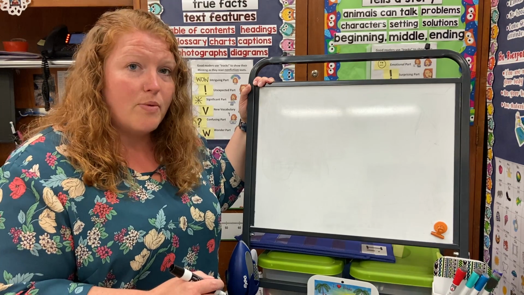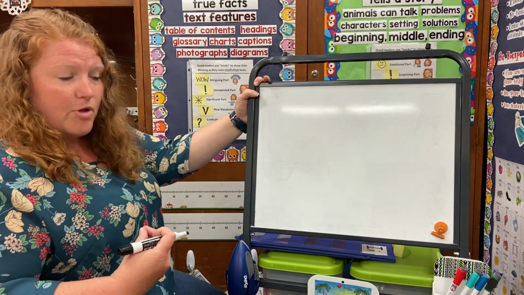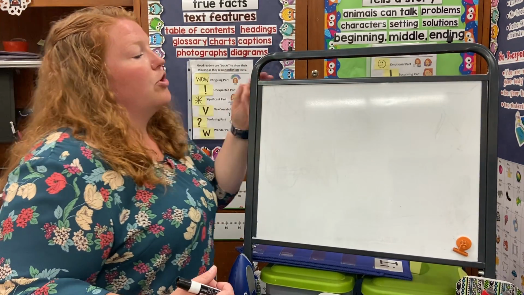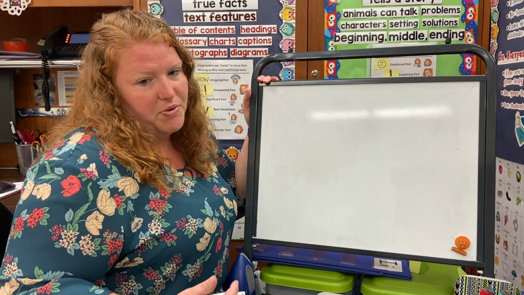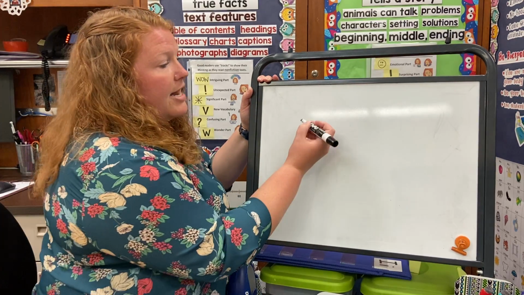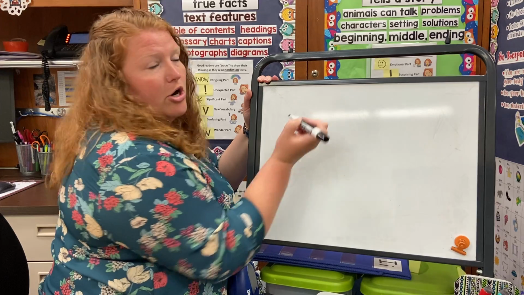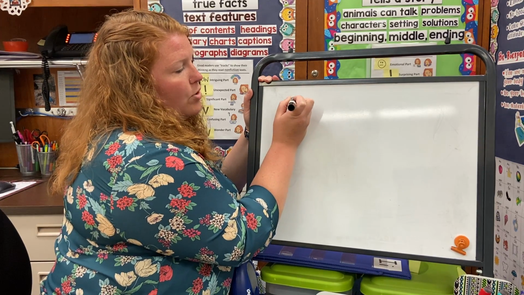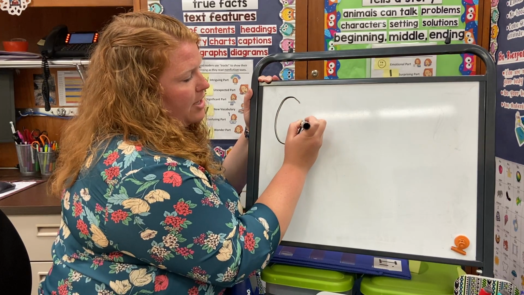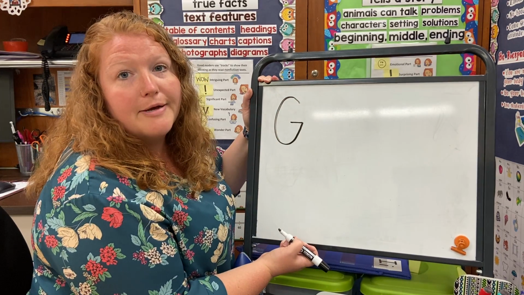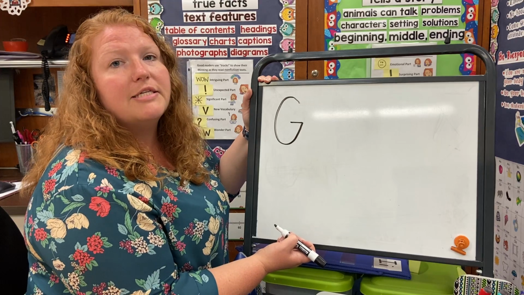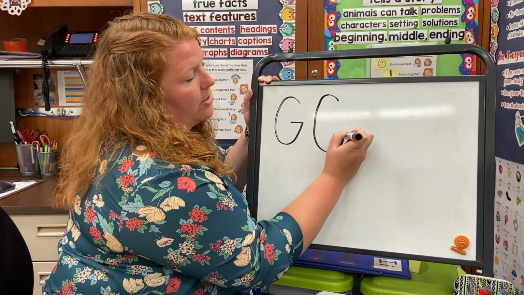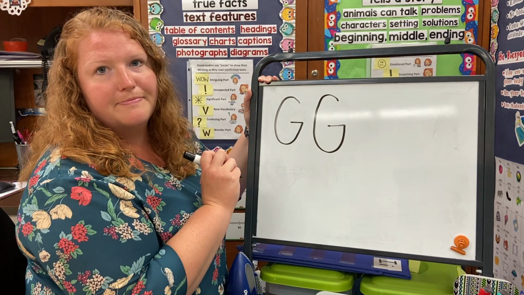So this first time, I want you to watch me as I do it, and then you're going to do it with me. To make an uppercase G, we start our letters at the top. We always start letters at the top. So we go up and we say, pull back, around, across, G. You do it with me this time. Ready? Pull back, around, across, G.